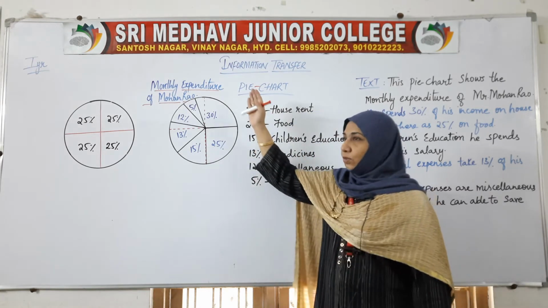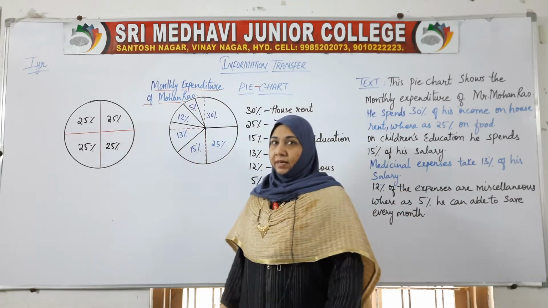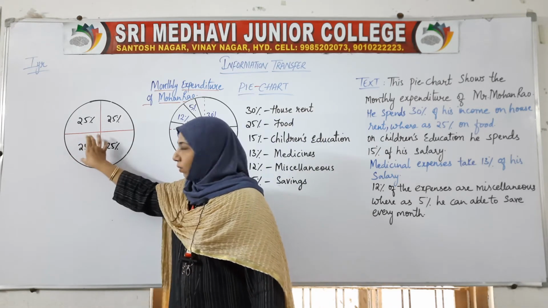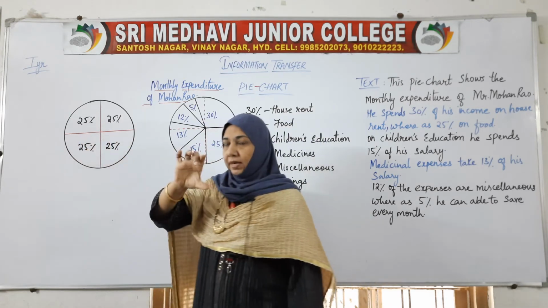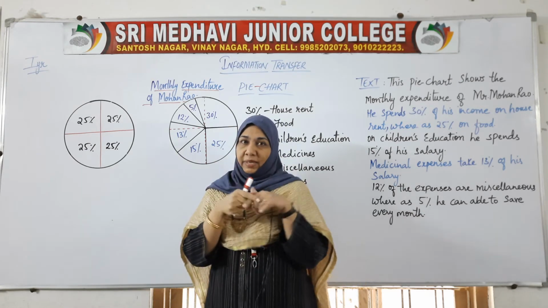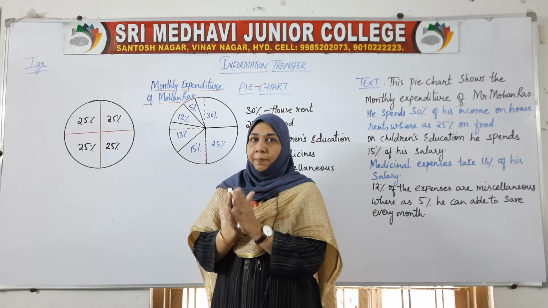Today we are getting the information about the pie chart. Pie, what does it mean by pie? Pie is a part of the circle. Like if a circle is divided into four, the fourth part is known as a pie.